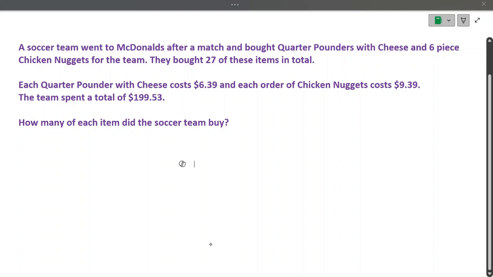It's your friendly math tutor, Miss C here, and today we are writing and solving a system of equations from a word problem. So let's get started writing the equations and then solving them.